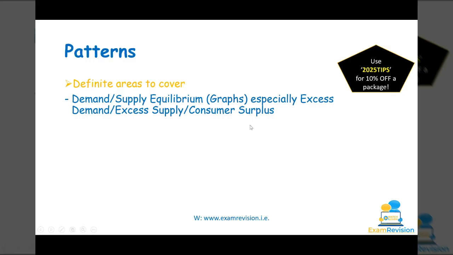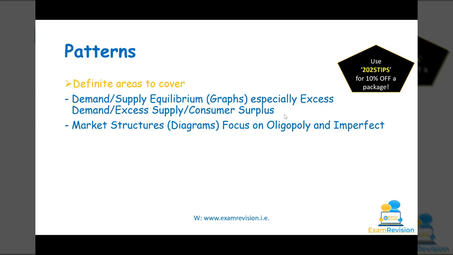So if you can do all of those diagrams, all those graphs, and be able to explain them, you're going to be in with a good shout. And they are going to come up, they have every single year, as have the market structures. Okay. So again, I would focus on oligopoly and imperfect competition this year. I think they have the most chance of coming up.